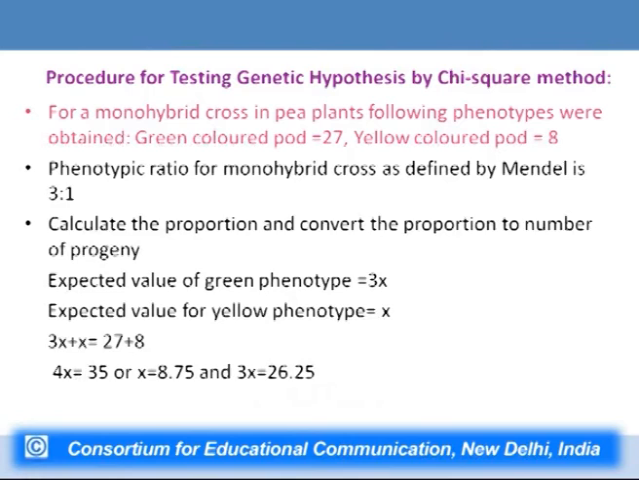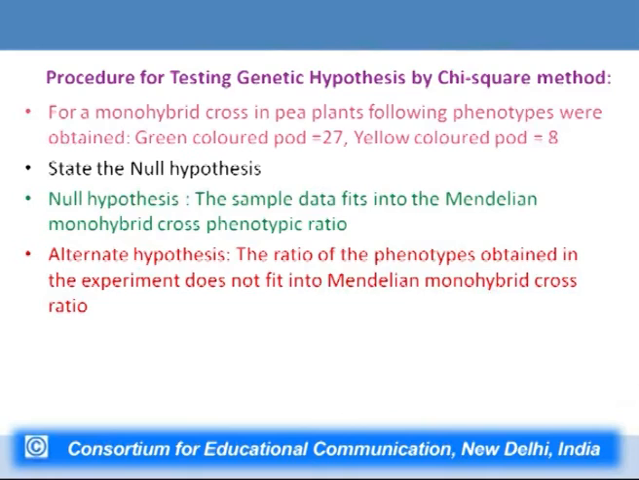So, we have to state the null hypothesis for this particular experiment, and the null hypothesis will be that the sample data which we have obtained fits into the Mendelian monohybrid cross phenotypic ratio. Whereas an alternate hypothesis also needs to be given. The alternate hypothesis states that the ratio of the phenotypes obtained in the experiment does not fit into the Mendelian monohybrid cross ratio.